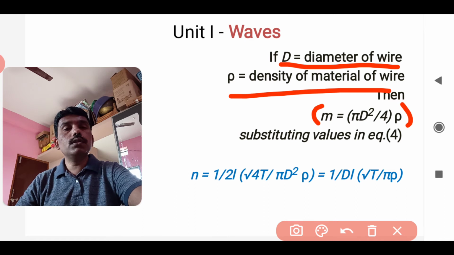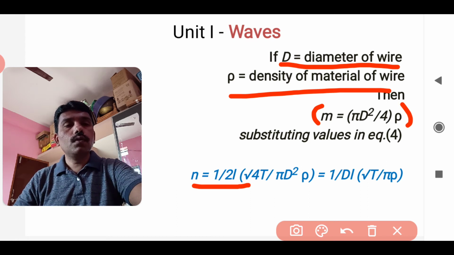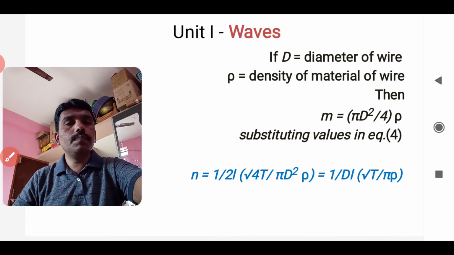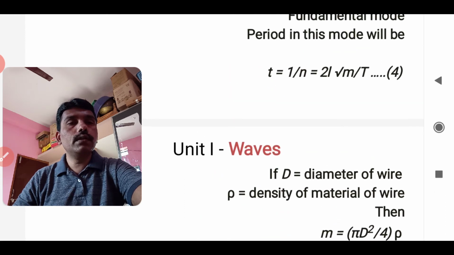So substituting these values in equation number 4, the frequency we calculated will become n is equal to 1 by twice l into under root of 4t by pi d square rho. Now look at this equation carefully. What we are doing is m is going to be replaced with pi d square by 4 into rho. So rho is outside, it is only pi d square by 4 here. So here is the equation.